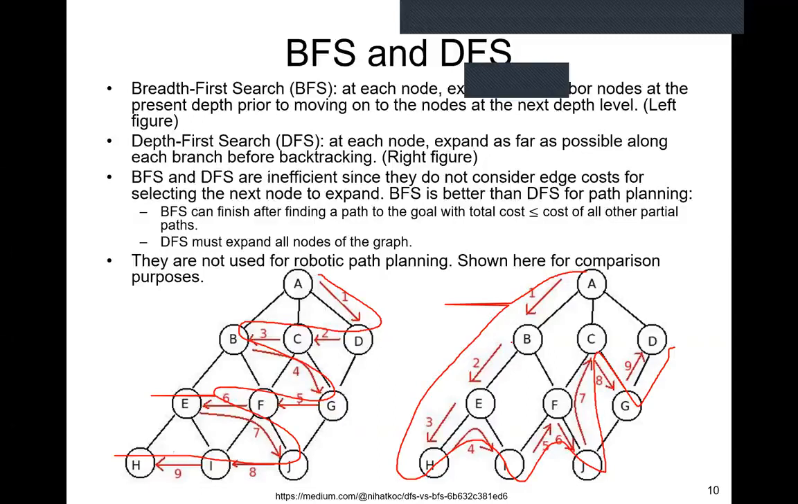Once you reach the goal, you have another area of the graph you haven't traversed. So you must traverse every single node, expand every node in order to make sure that the path to goal is the shortest. So in that sense, BFS is better, but still both are inefficient because their traversal is not dependent on edge weights. So they're not used for robotic path planning. So I show them here only for comparison purposes.